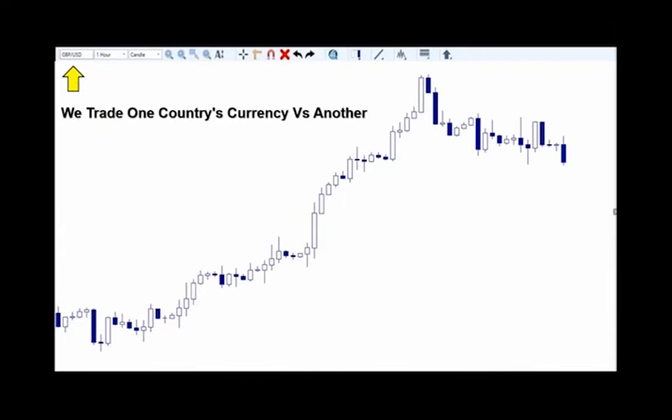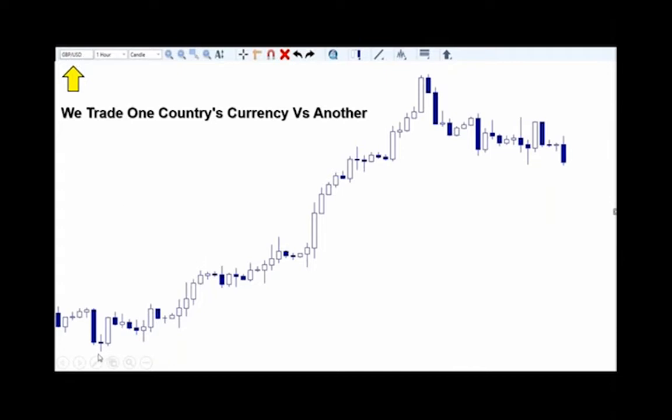Now, when I pull my charts here in just a moment, you're gonna see a chart just like this. Let me quickly explain to you what we're gonna be looking at on this chart. What we're doing in this market is we're trading one country's currency against another. This is an attempt to figure out which one's going to gain in value against the other. So in this case, if you look in the upper left-hand corner of my screen, you're gonna see that this chart is the Great British Pound, GBP, US dollar, USD, the Great British Pound, US dollar currency pair.